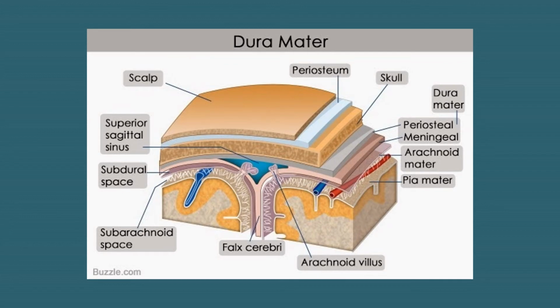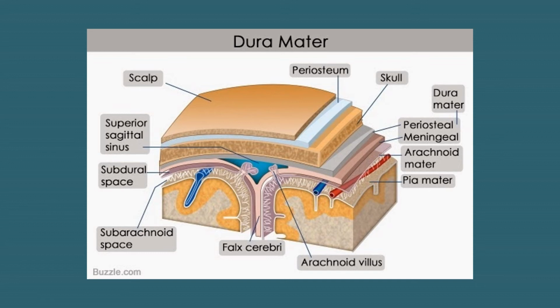Okay, so our meninges. If you've ever heard of meningitis, there's viral meningitis and bacterial meningitis. If you've ever heard of meningitis, then you have heard of the meninges. So the meninges surround the neuronal tissue of our central nervous system.